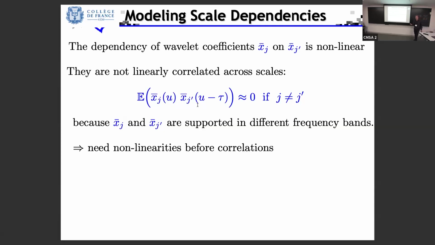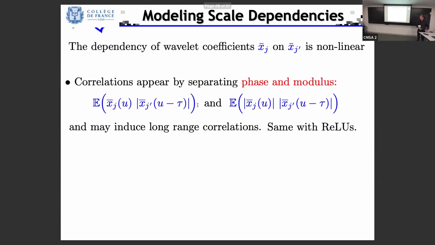And that's the big difficulty that you are constantly having when you want to model multiscale processes. You want to understand the dependency across scale, but this dependency is totally nonlinear. How can you build this dependency? You exactly do the kind of thing that neural nets are doing.